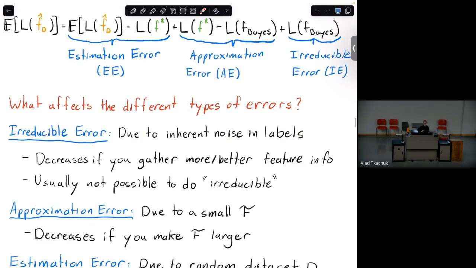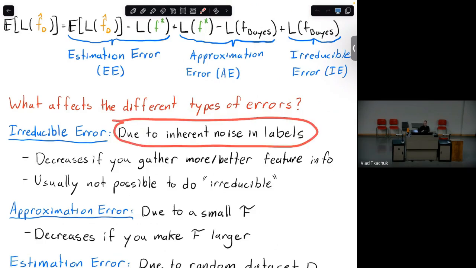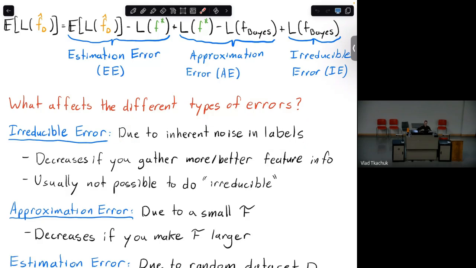But first, I'll tell you in words what I was saying. The irreducible error is due to the inherent noise in the labels. It's called the irreducible error, but if you really wanted to try to reduce this thing, what you'd have to do is gather better feature information. You'd have to go out and gather not only maybe the number of rooms information about a house, but also the number of people that live in the house and the square footage and the location and this kind of stuff.